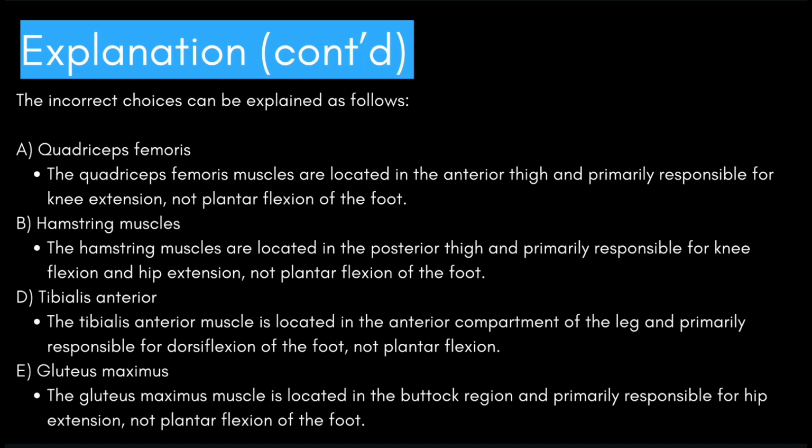Quadriceps femoris. The quadriceps femoris muscles are located in the anterior thigh and primarily responsible for knee extension, not plantar flexion of the foot. Hamstring muscles. The hamstring muscles are located in the posterior thigh and primarily responsible for knee flexion and hip extension, not plantar flexion of the foot. Tibialis anterior. The tibialis anterior muscle is located in the anterior compartment of the leg and primarily responsible for dorsiflexion of the foot, not plantar flexion. Gluteus maximus. The gluteus maximus muscle is located in the buttock region and primarily responsible for hip extension, not plantar flexion of the foot.